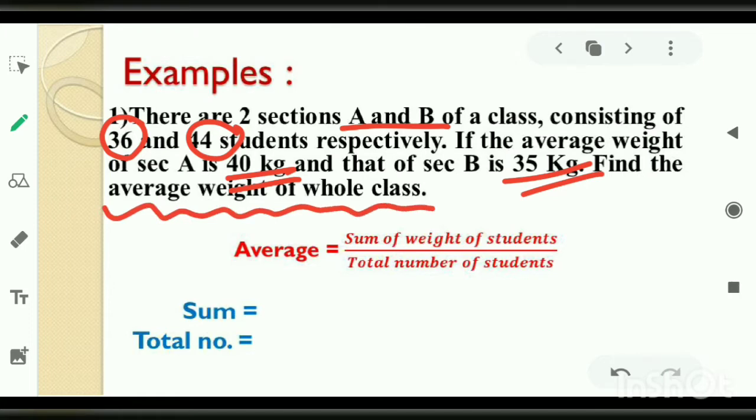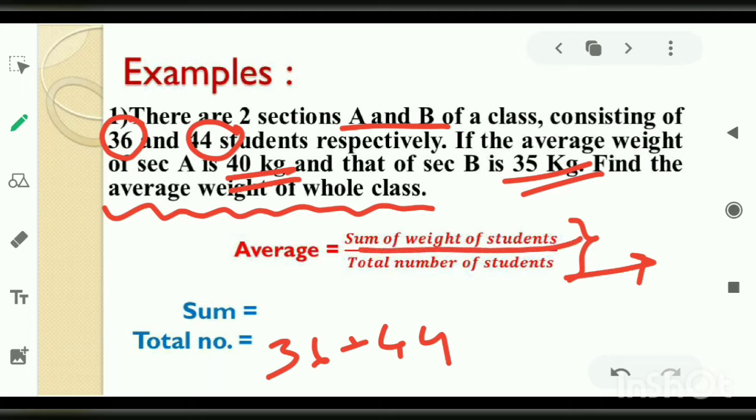Okay, what is the formula for average? The sum of weight divided by the total number, and in this case it is the sum of weight of all the students in the class divided by the total number of students, right? Good. How to find the total number of students in the class? The number of students in the A section plus the number of students in the B section, which means 36 plus 44 is the total number of students. Okay. Then how to find the sum of weight of the students?